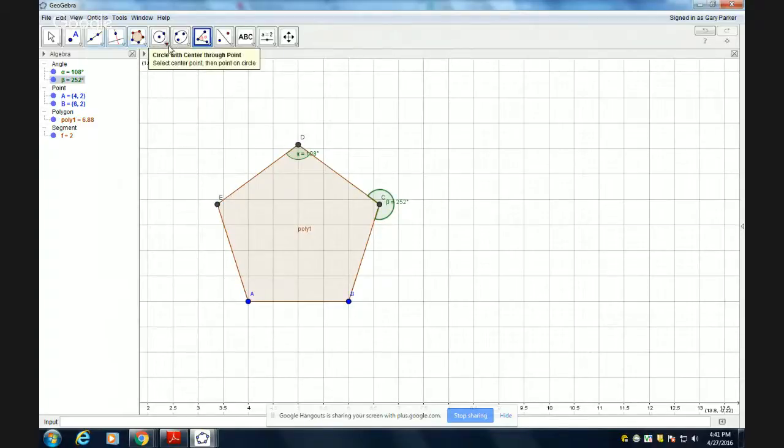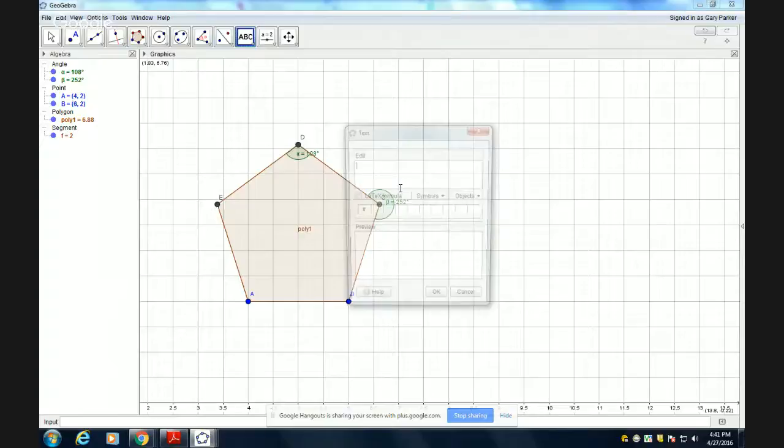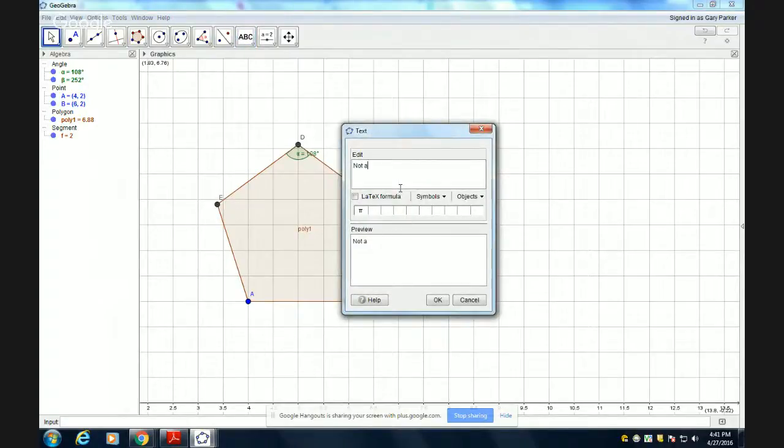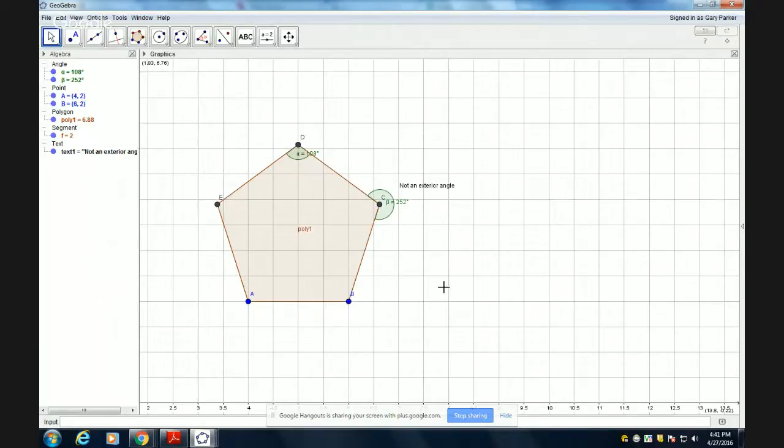So I'm just going to put a little text note here. Not an exterior angle. What is it then? It's an angle on the outside of the figure from 2 adjacent edges. But it's not what is defined as an exterior angle. So if that's not the exterior angle, then what is?